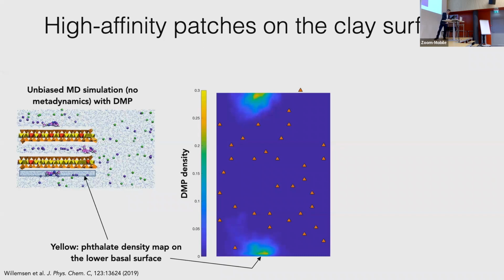Right? What I plotted in orange is the distribution of the isomorphic substitutions in the underlying clay particle. So the negative charge sites in the clay particle. And we're seeing that the phthalate is spending most of its time in regions that are as far away as possible from the underlying negative charge sites in the clay mineral.